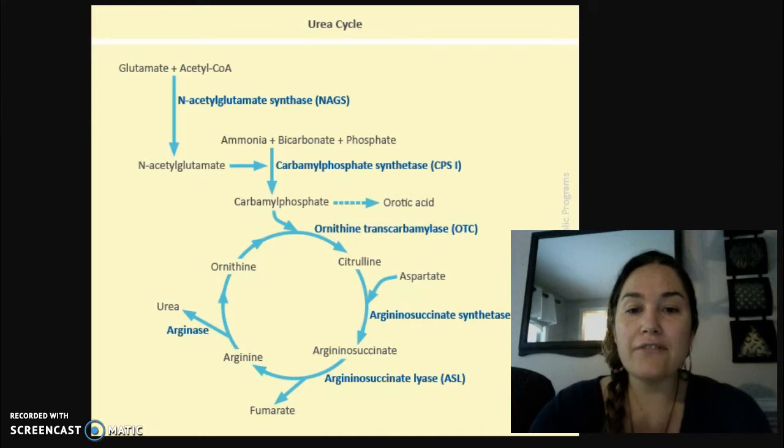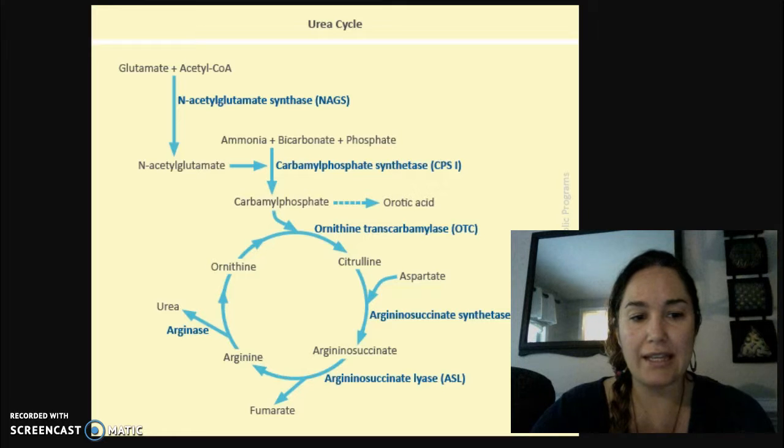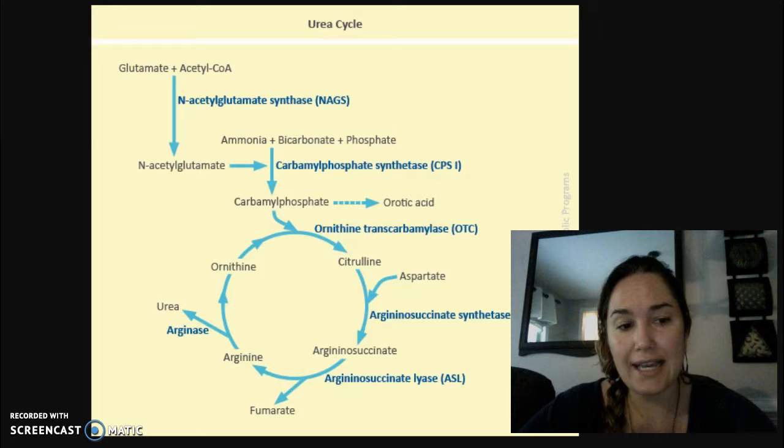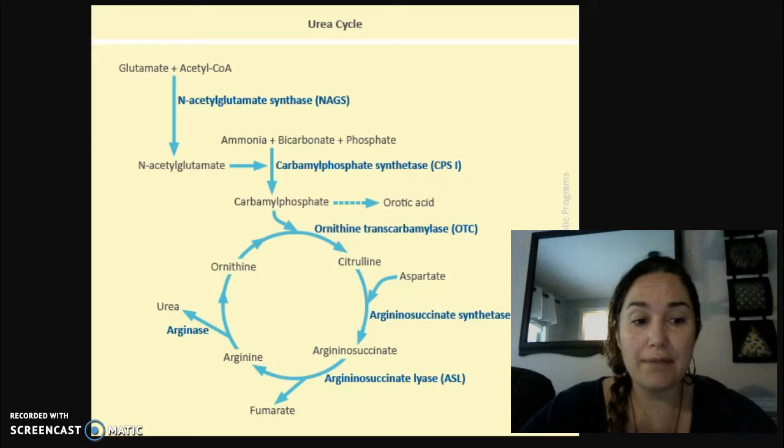So, after ordering a full blood workup, the data for this female is as follows. The initial blood ammonia level was elevated, at 314 micrograms per deciliter. The normal range is about 17 to 80. And then this rapidly rose to 600.